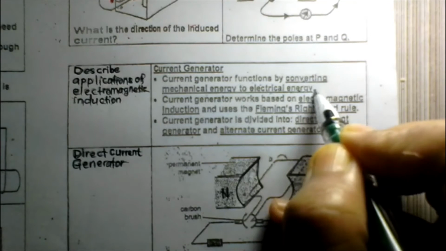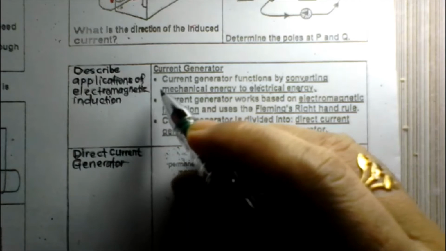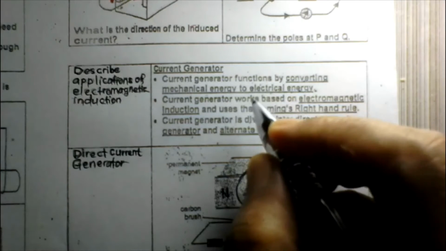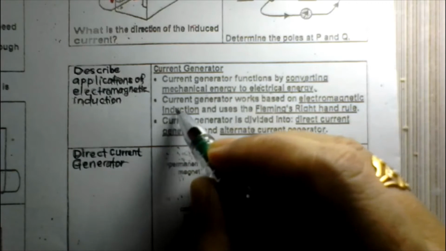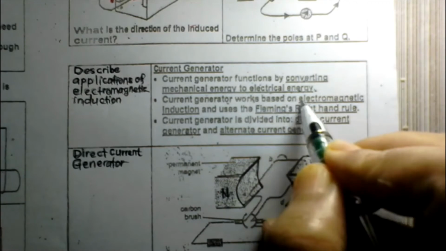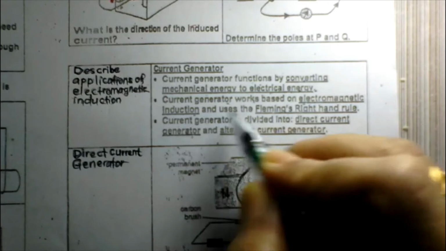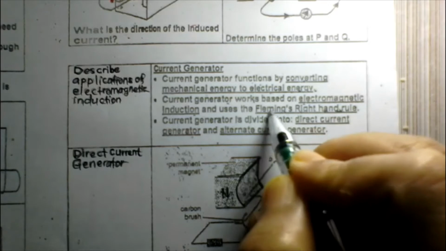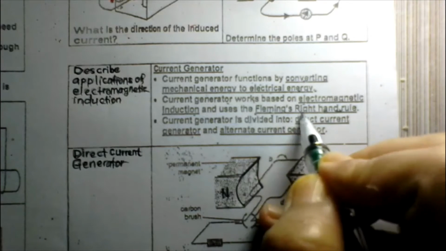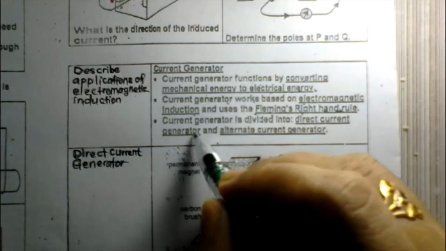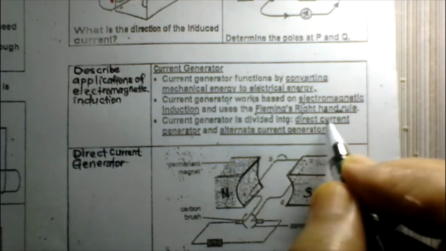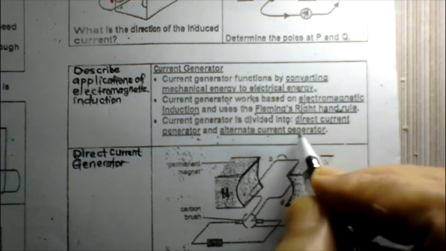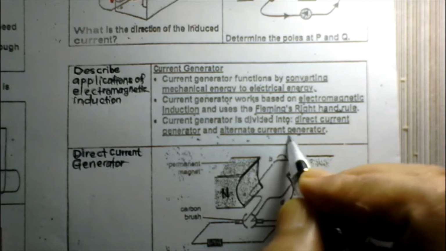This one we have discussed before. By relative motion, we produce a change in magnetic field, thus producing electric current or induced current. A current generator works based on electromagnetic induction and uses Fleming's right-hand rule. I hope you still remember, we have discussed Fleming's right-hand rule. Current generators are divided into direct current generators or DC generators, and alternating current generators or AC generators.